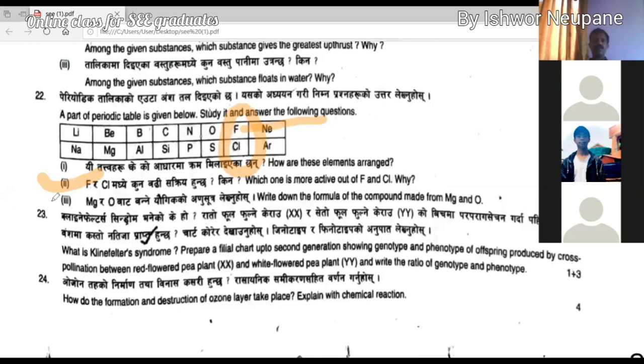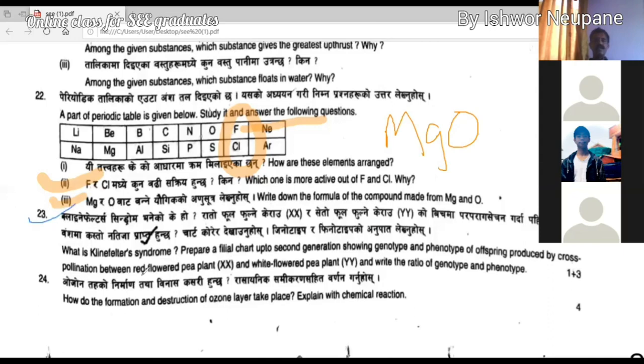Now, third one. Write down the formula of the compound made from Mg and O. What is the name of the compound between Mg and O? MgO. Okay, friends, now let's discuss question number 23.